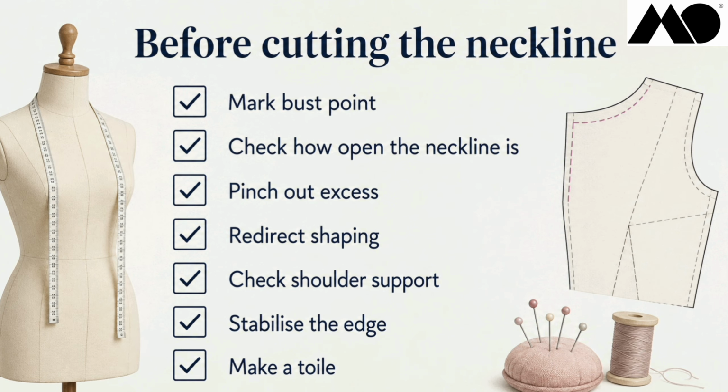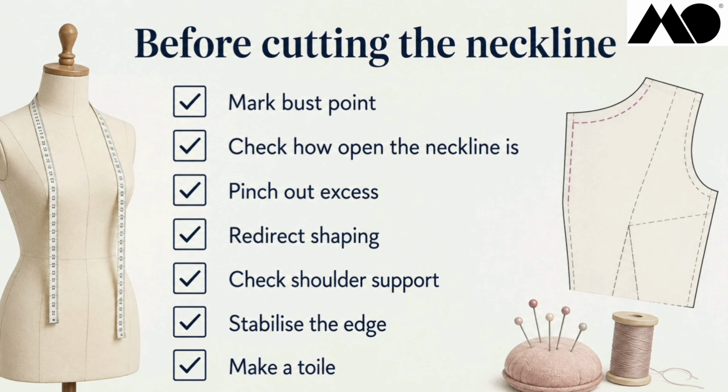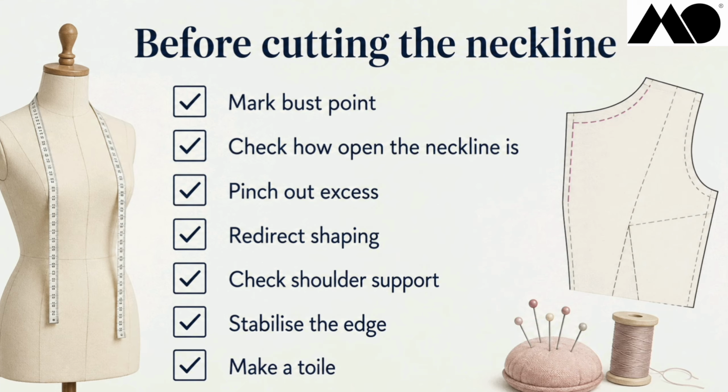Fourth, decide where that excess will go. Will it move into a dart, a seam, a princess line, a gather, a pleat, a facing, or a design feature? Fifth, check the shoulder support. If the neckline is very wide, low, or open, ask whether the garment still has enough support to stay on the body. Sixth, stabilize the neckline edge. This may mean stay stitching, facing, interfacing, tape, binding, or another finishing method depending on the design.